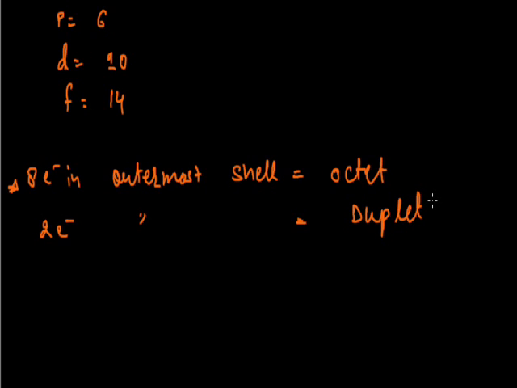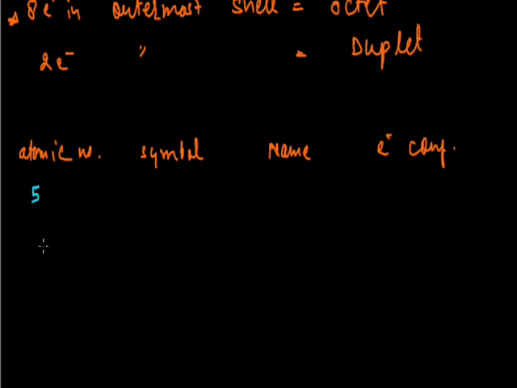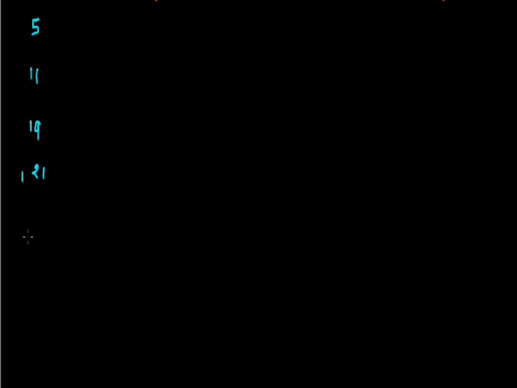Now here we can see the electronic configuration of elements up to atomic number 30. So we can see some examples of electronic configuration. First of all the atomic number, then the symbol of the element, then the name of the element, then the electronic configuration. Here we will see atomic numbers 5, 11, 19, then 21, 29 and 30.